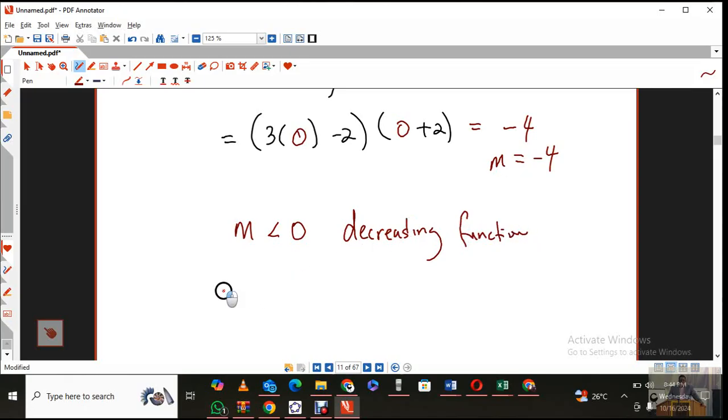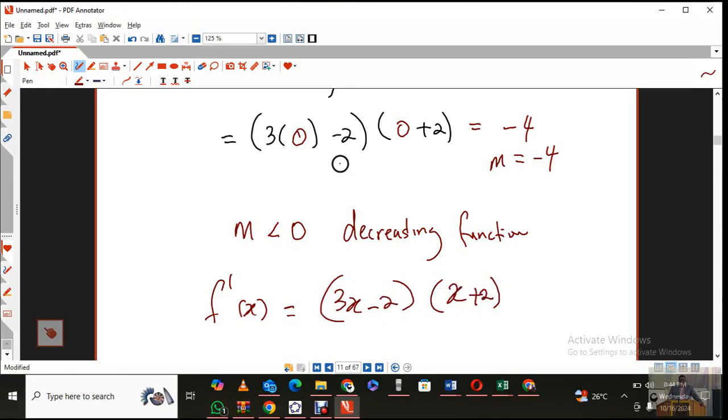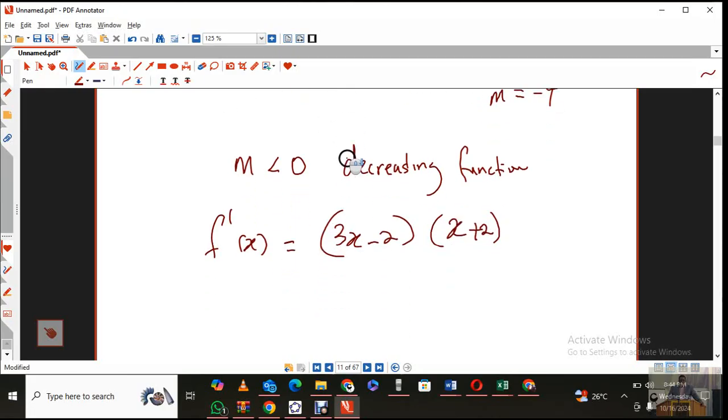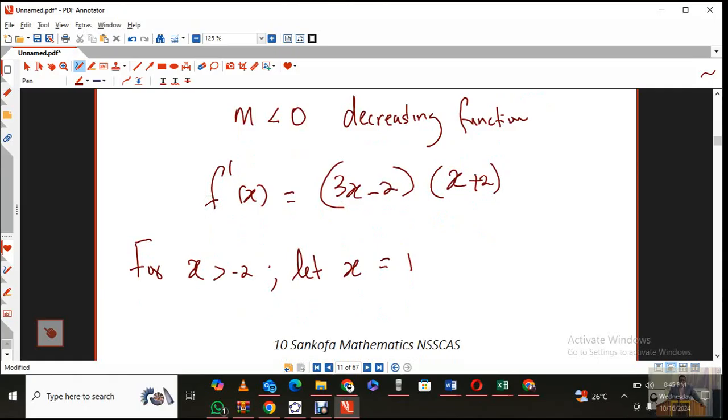Let's take another value. So let me just write down my derivative function again, the way I wrote it now: 3x minus 2 times x plus 2. Of course, you can use the other one that is not factorised. Let me take another value of x, because we're looking for values of x that are greater than negative 2. So let's say x is equal to 1. 1 is also a value that is greater than negative 2. Let's input 1 into that gradient function and see what it gives me.